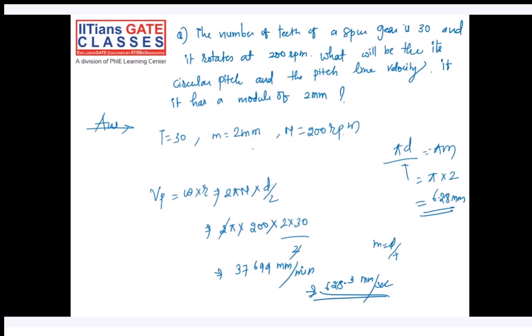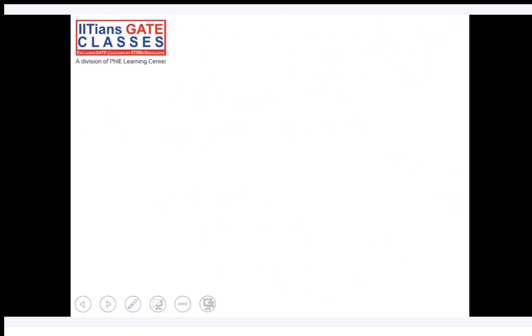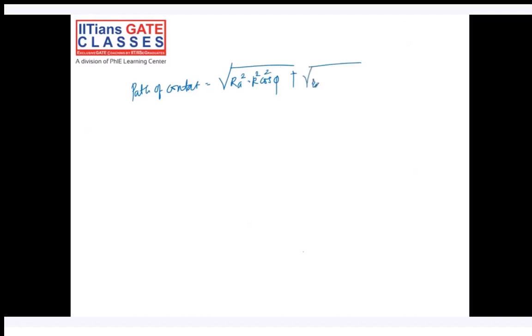Other questions you can expect from this, as I said, are direct, straight questions, mainly to calculate the path of contact or arc of contact. I'll just rewrite the path of contact formula here to make you aware of that again. Path of contact is under root of RA square minus R square cos square phi, plus under root of ra square minus r square cos square phi, minus R plus r sine of phi.